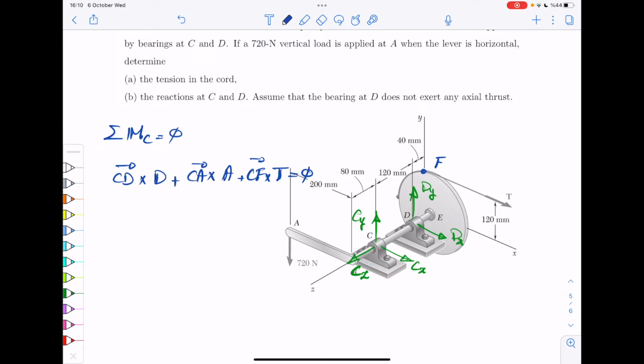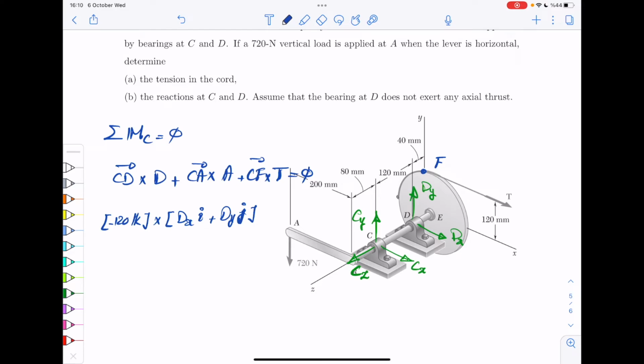And now if you spell out CD, you can see CD is a vector opposite of the Z direction. So that would be in the minus direction, 120 millimeters, so minus 120K. And the D itself, these are unknown components, so dx i plus dy j, and then there is no Z component. So it has two components.